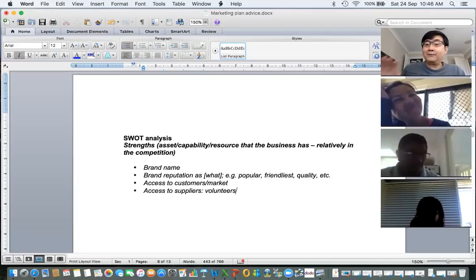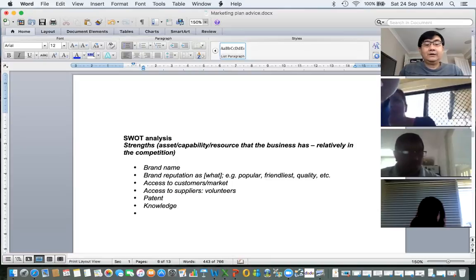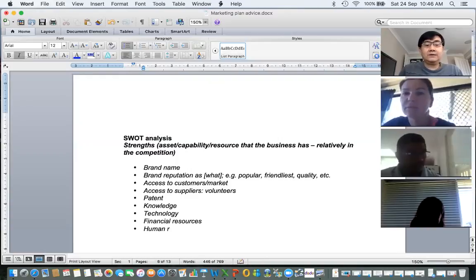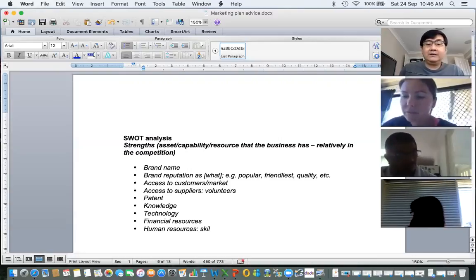Okay, they may depend on volunteers, right? So you look at that. Okay, patents, knowledge, technology. Yeah, there are some examples: financial resources. Okay, human resources. Now, human resources here revolve around two things: whether they have the skill and motivation or not.